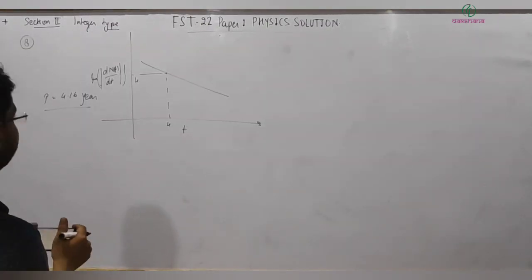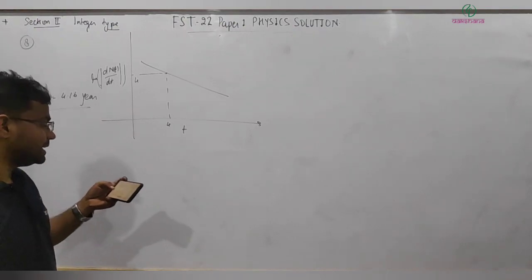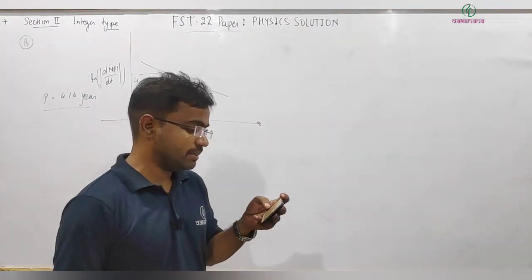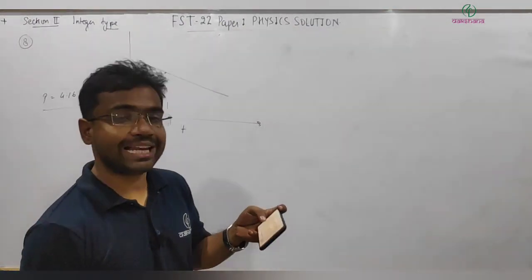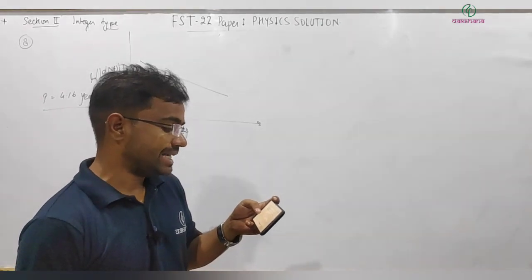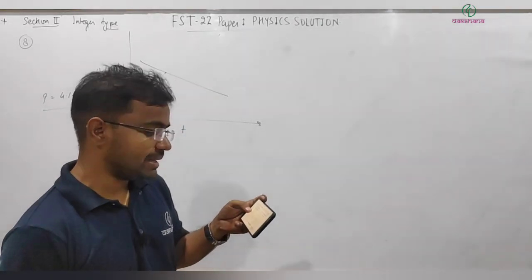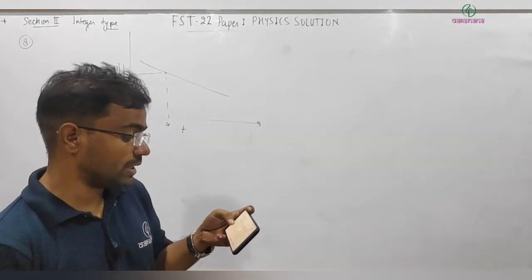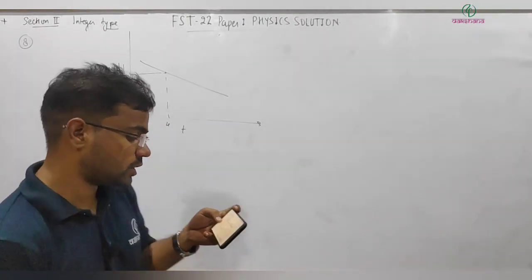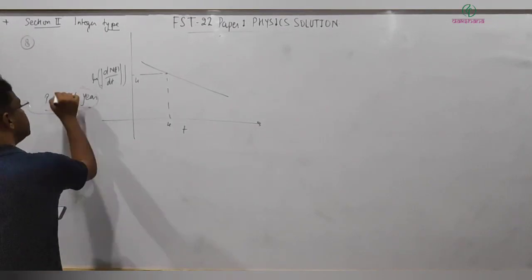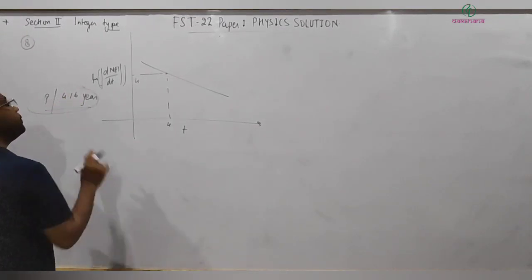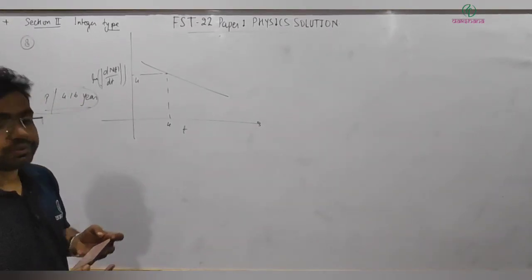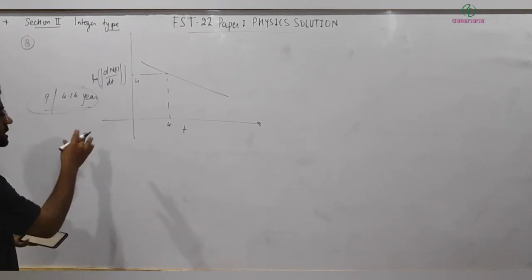Okay, next, question number 8. To determine the half-life of a radioactive element, a student plots a graph of ln of mod of dN by dt versus t, where dN by dt is the rate of radioactive decay at time t. If the number of radioactive nuclei of this element decreases by a factor of p in 4.16 years, then find the value of p. So this is the problem.